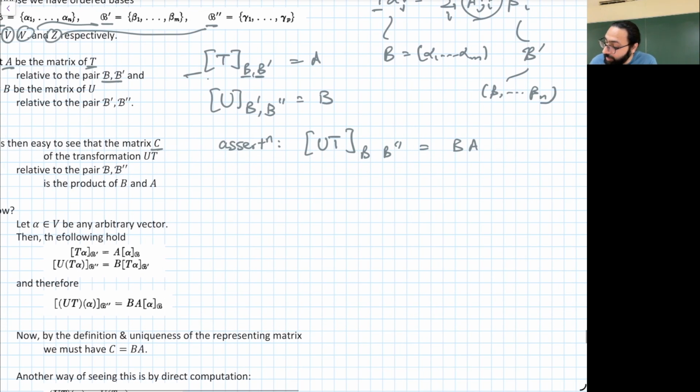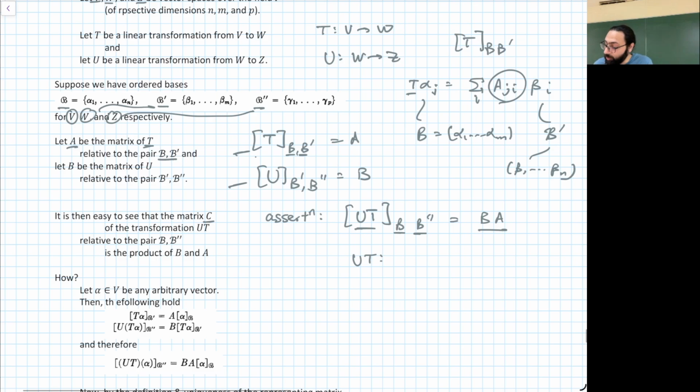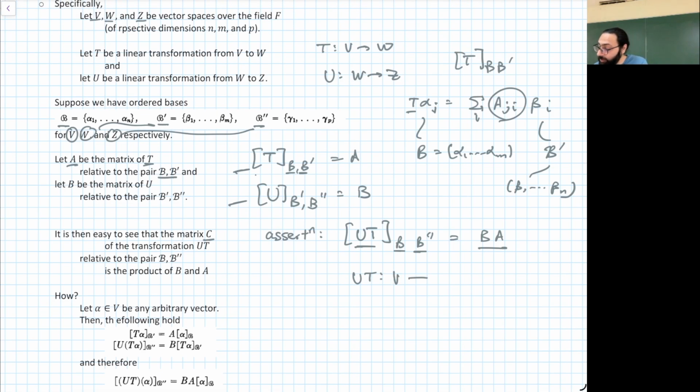If you have the matrix for T and the matrix for U, then the matrix for UT would be just BA. Notice that the bases are changing: it goes from B to B double prime. UT takes you from V to Z, because T takes you from V to W, and then U takes you from W to Z. So this basis is B, and this basis is B double prime. Is that okay?